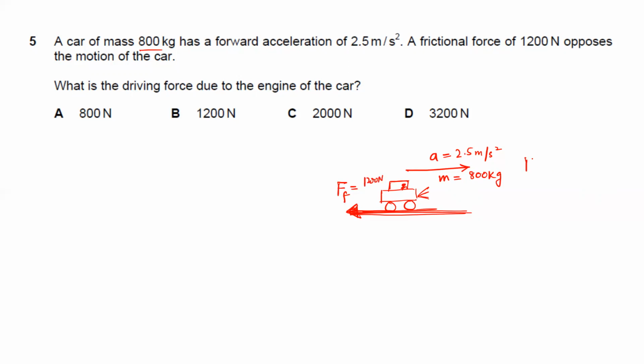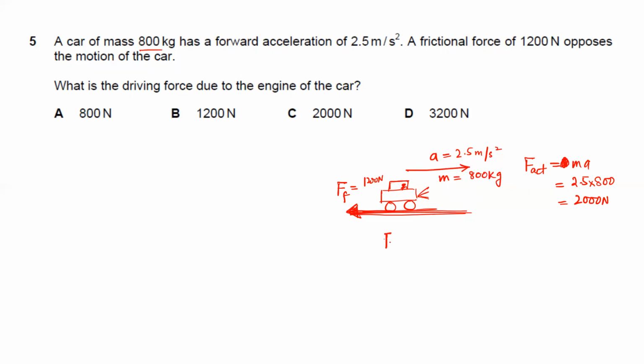So the forward acting force is mass into acceleration, that is 2.5 into 800, and that gives us 2000 newtons. So the forward acting force is 2000 newtons. And what is the driving force? Basically when the engine is driving the car, this is the force that is producing the forward acceleration, and the engine is also overcoming the friction of the car.